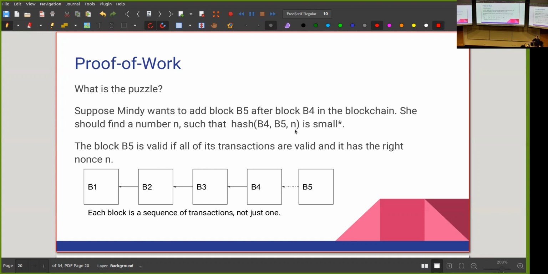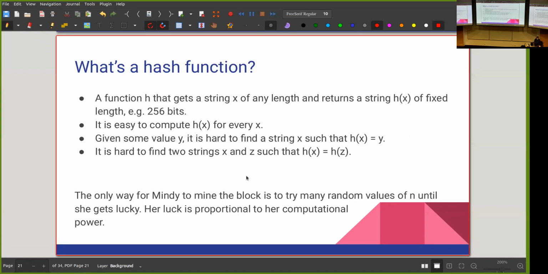So I would just try maybe randomly, or maybe I start from 0, then go to 1, 2, 3, and so on. I try all the possibilities maybe for n, or maybe I try randomly. Okay. Most miners actually do it randomly. So the miner Mindy would just try random values of n and keep computing their hash until she gets lucky and she finds a value that is small. And then at that point, she can add the block.